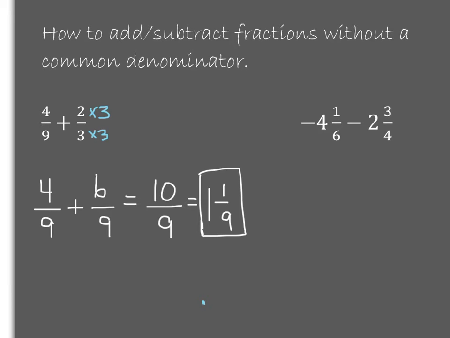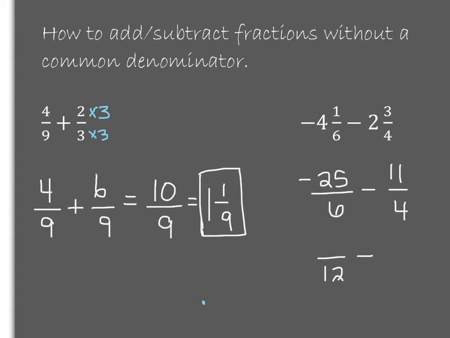On the second example, again, the approach that I would take is to change those mixed numbers into improper fractions. Remember, when there's a negative out front, you ignore it until the end. So negative 4 and 1/6 as an improper fraction would be negative 25 over 6 minus 2 and 3/4 as an improper fraction would be 11 over 4. My two denominators are 6 and 4, so I'm looking for the smallest number I can change both of those denominators to using multiplication. So the smallest number I can think of is 12.